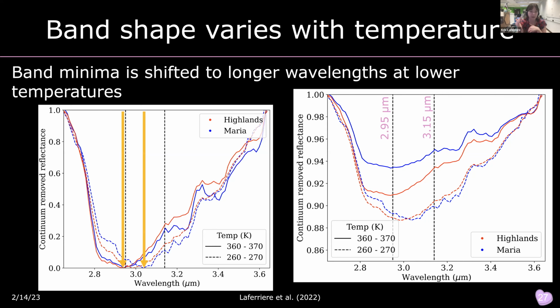If we stretch this same data from 1 to 0, I've added these little yellowish arrows to point it out, and we can see that shift in band center even more distinctly. We see it much more for the Maria, which shifts from about 2.95 to 3.05, whereas the Highlands is a much smaller shift.